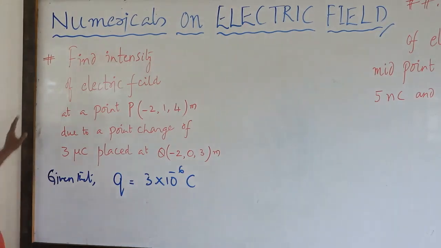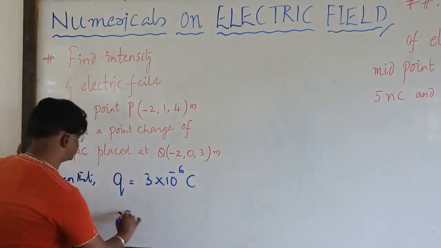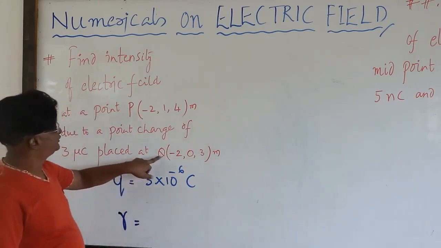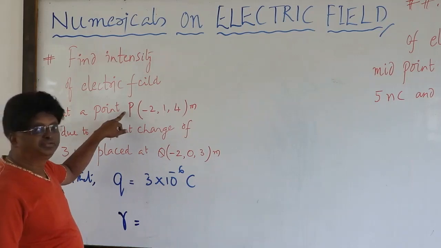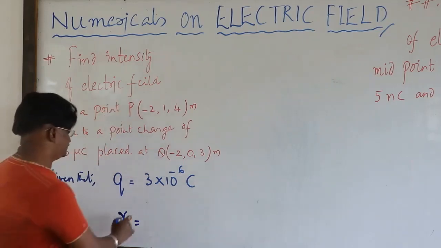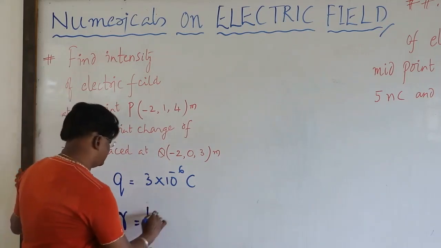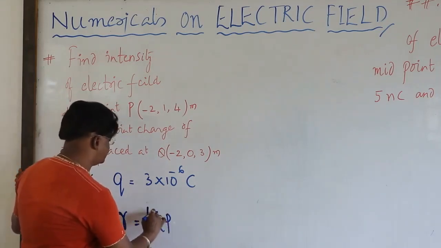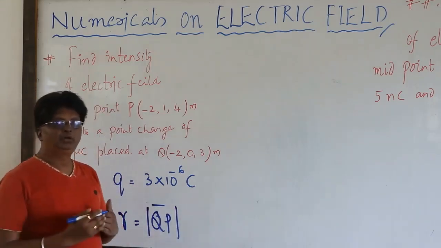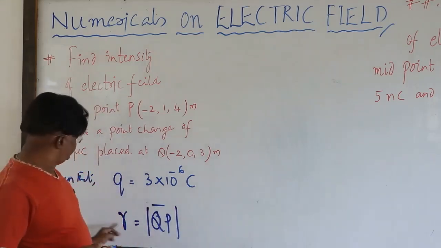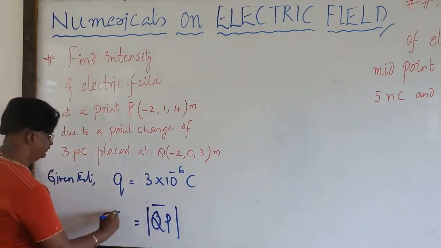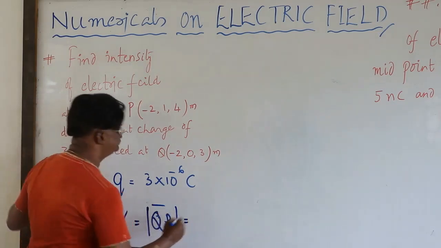Now you see what is the distance. Distance R is equal to, now the charge is placed at Q and we are finding the intensity at this point. Therefore, R is nothing but mod QP bar. Is that okay? QP bar, mod QP bar. This is the distance between the two charges I am taking.